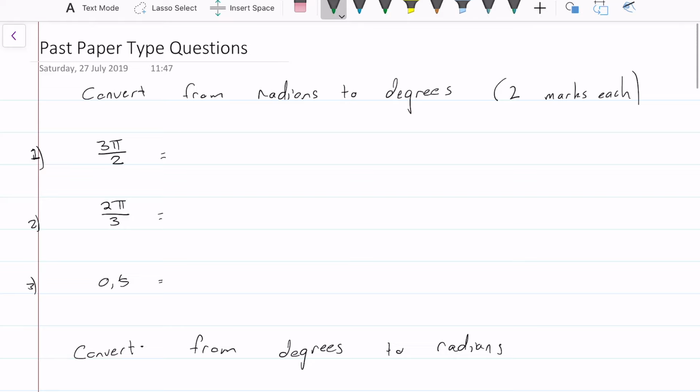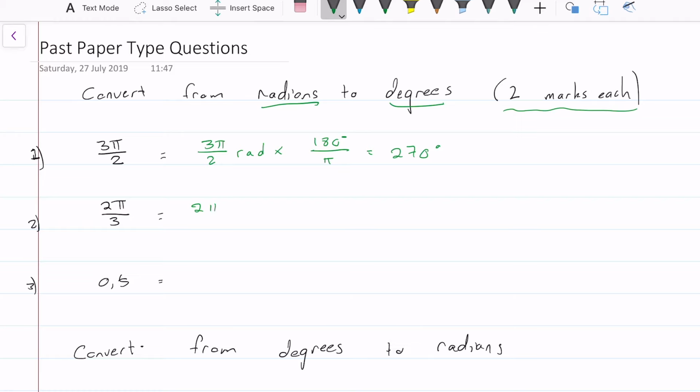Okay, so the first question says we need to convert from radians to degrees. So how do we do this? Looking at the first one, we have 3 pi over 2 radians, and we want to go to degrees, so we have 180 degrees at the top over pi, and the answer is 270 degrees. Like I said, these are about 2 marks each if they come up in a test.